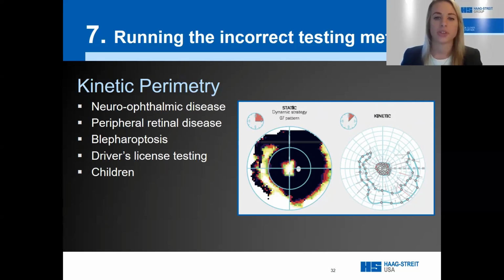The image here shows the detection of a ring scotoma in a patient with retinitis pigmentosa. The kinetic testing provides a much higher spatial resolution with even the smallest details compared to static fields. It was also done in nearly half the time.